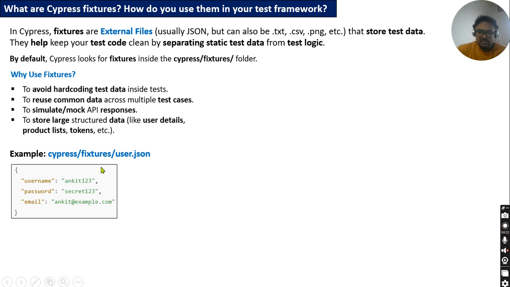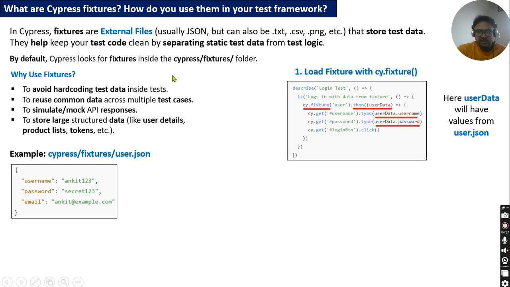So this is the example you can see, and this is how under the fixture folder you can see different files like user.json, product.json. Then you will also see tokens.json kind of things. You will see whatever test data you require for your testing. Then load: once you have this fixture, you need to load the fixture with cy.fixture. So how can you load this fixture?